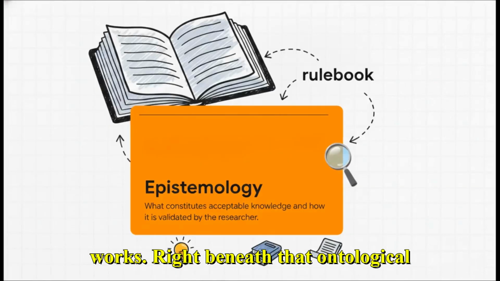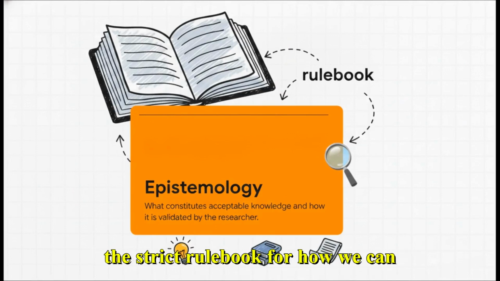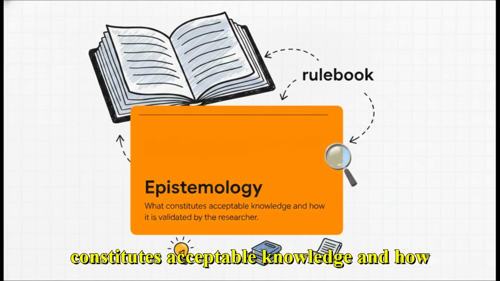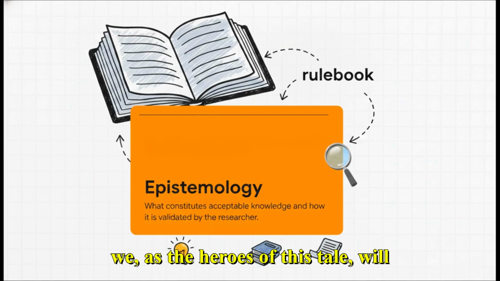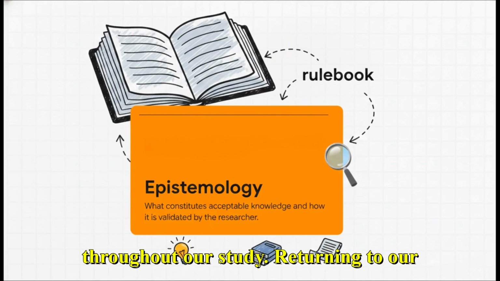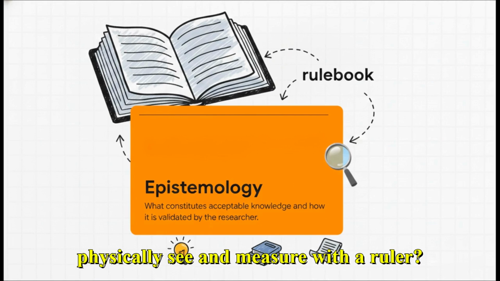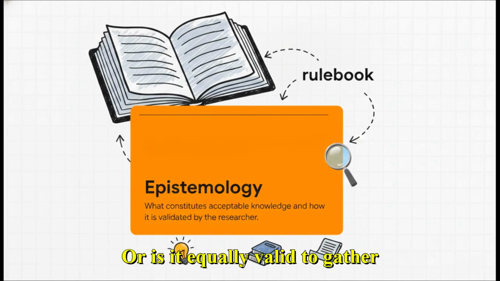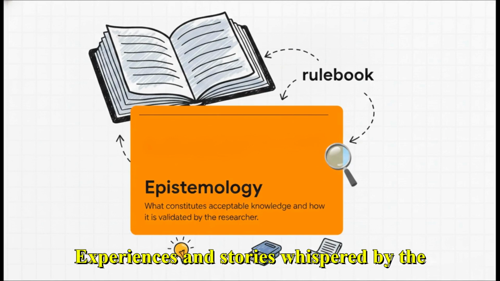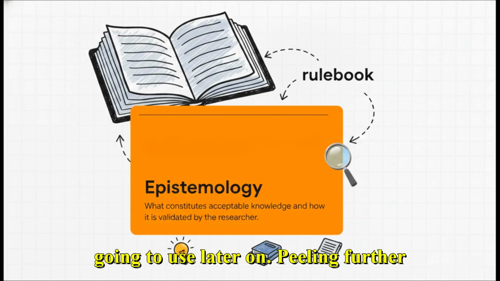Right beneath that ontological skin lies epistemology. If ontology dictates what reality is, epistemology is the strict rulebook for how we can possibly know about it. It dictates what constitutes acceptable knowledge and how we, as the heroes of this tale, will interact with facts and evidence throughout our study. Returning to our kingdom, epistemology asks, is acceptable knowledge only what the king can physically see and measure with a ruler, or is it equally valid to gather knowledge by listening to the lived experiences and stories whispered by the villagers in the tavern? This choice fundamentally shapes the tools you're going to use later on.